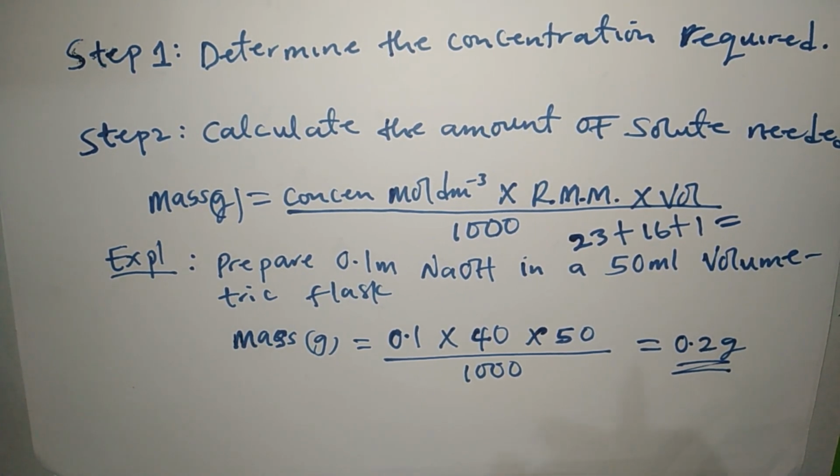So what this tells you is that you are going to measure 0.2 grams of sodium hydroxide, and then you put it inside a 50 ml volumetric flask. Dissolve it by adding distilled water to the mark. Once you add distilled water to the mark, you have automatically prepared a stock solution of 0.1 M sodium hydroxide in a 50 ml volumetric flask.